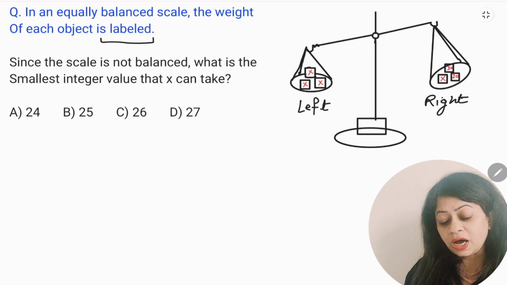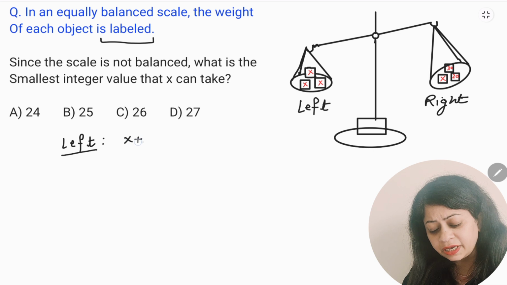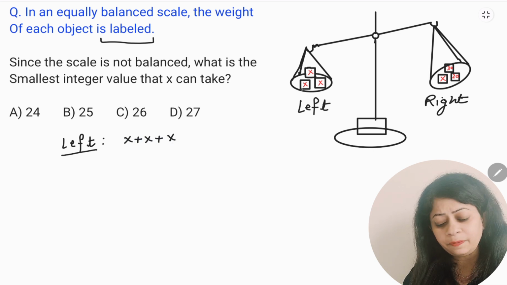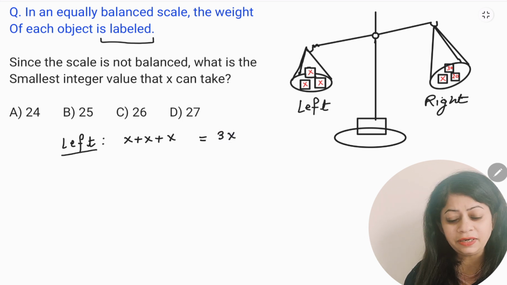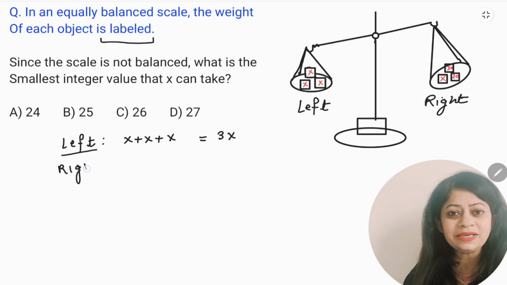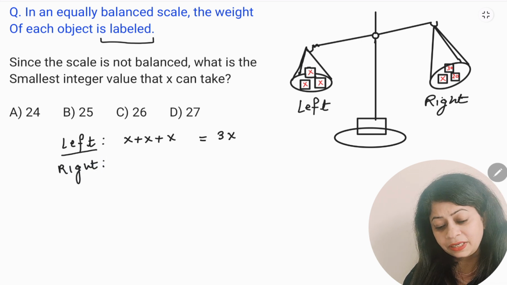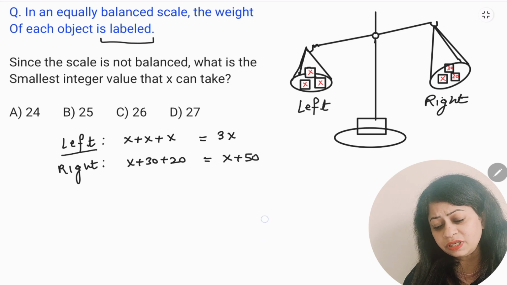Now if I see the weight on the left side, it is x plus x plus x. Only this weight we have here. So on the left hand side the weight is 3x. Then we see the weight on the right hand side. On the right hand side the weight is x plus 30 plus 20, that is equal to x plus 50.